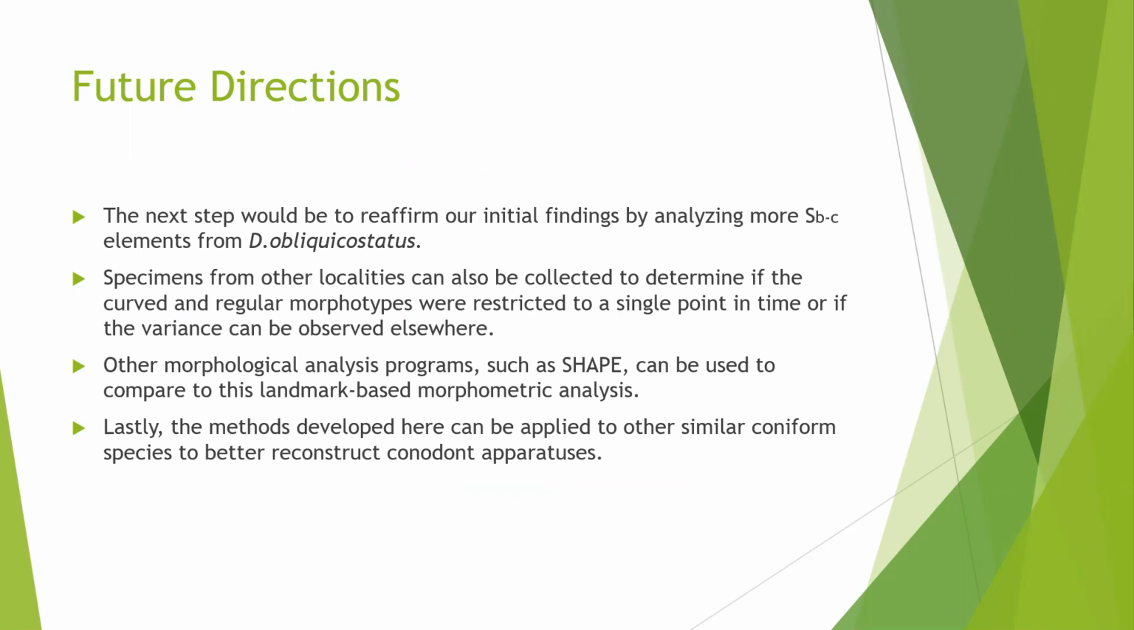The next step would be to simply increase the sample size of SPC elements to reinforce the initial findings presented by the smaller selection. Specimens could be collected from different localities and age ranges to see if the morphotypes can be discriminated reliably. Other methods of morphology analysis, such as the program SHAPE, may provide additional information for our research. Furthermore, the methods established here could be used to perform similar analyses on other coniform elements and possibly establish a better understanding of coniform conodont apparatuses, many of which have similar confusing symmetry transition series.